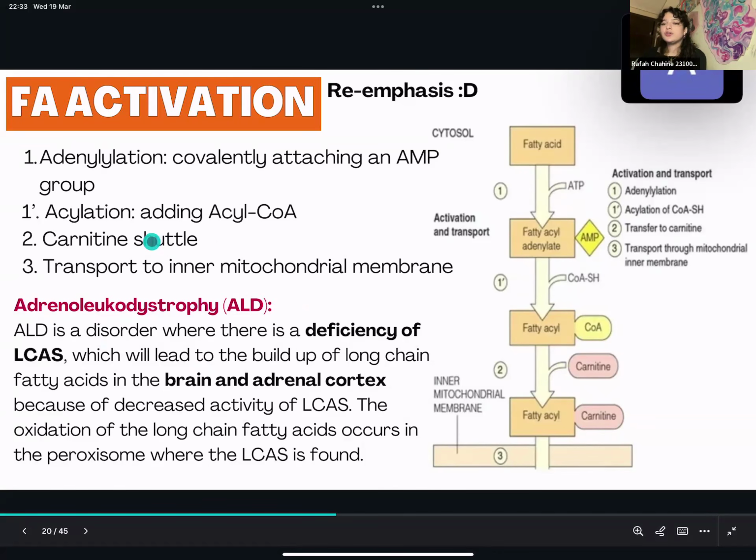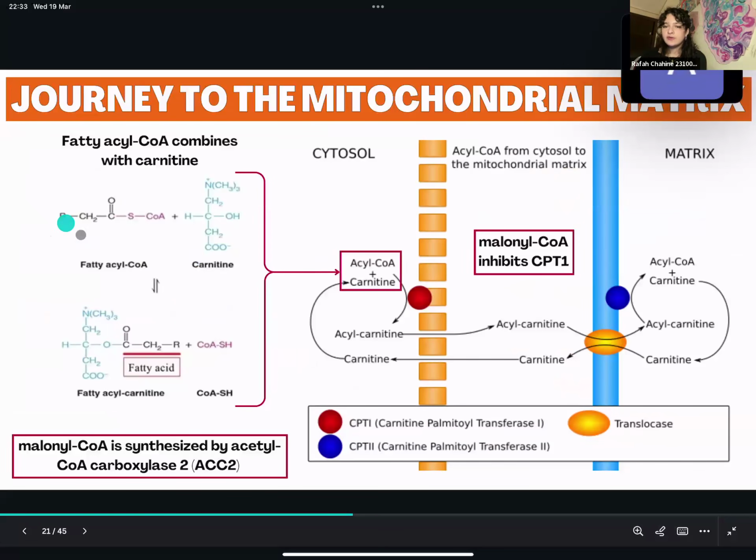So now we're going to move on to the carnitine shuttle and the transport to the inner mitochondrial membrane. This is the fatty acyl-CoA that we came to after activation. The problem is this CoA cannot attach to carnitine. Meaning we can't take CoA and carnitine together into the mitochondria. So we are actually going to separate CoA for a while, and then we're going to get a fatty acyl carnitine instead of a fatty acyl-CoA. This entire process happens with the help of CPT1, or carnitine palmitoyl transferase 1, which is this red enzyme over here. It is on the external membrane of the mitochondria. So we get the acyl carnitine with the help of CPT1.